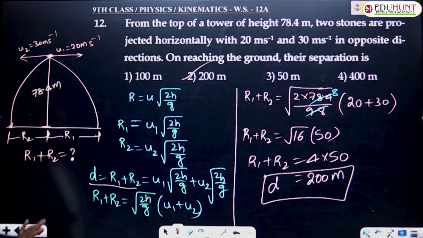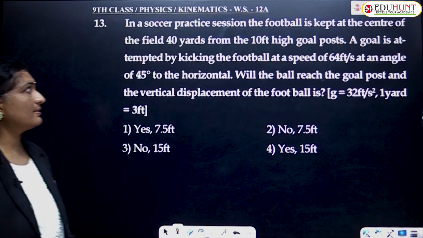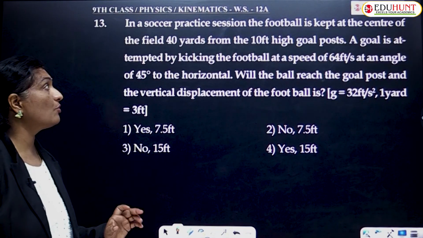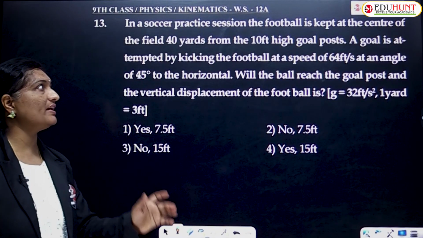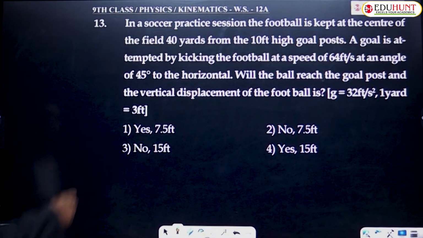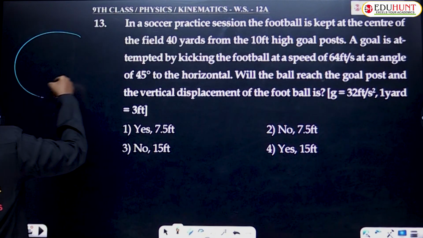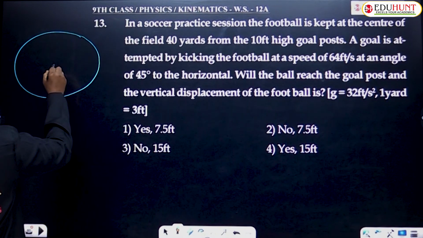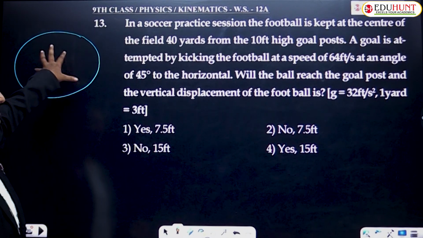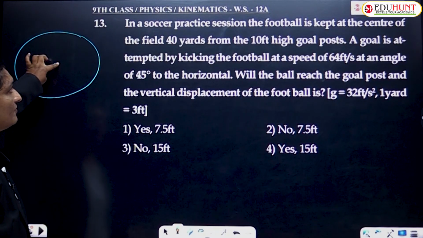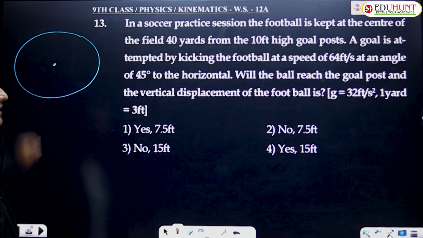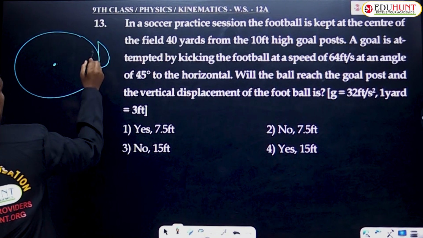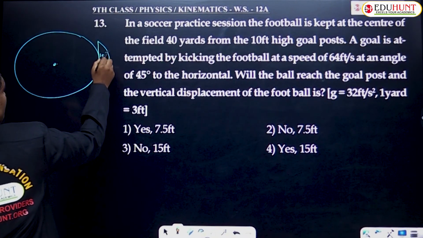Now the next question, question number 13. In a soccer practice session, the football is kept at the center of the field 40 yards from the 10 feet high goal post. Let us picturize this. So, a football court is there. There is a goal post, and the goal post height was given as 10 feet.